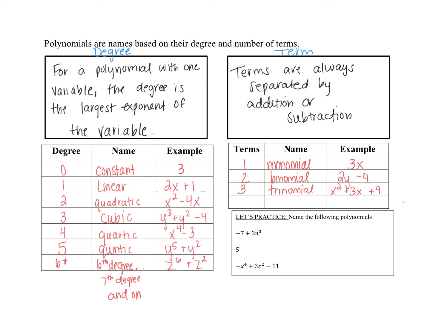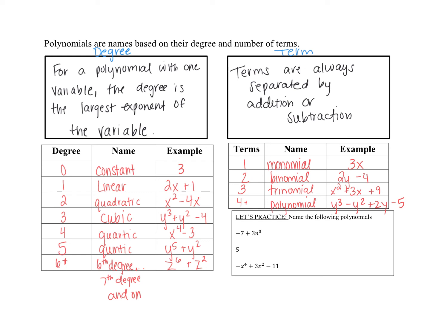Okay? And the last one is anytime you have 4 plus. So anytime you have 4 or more terms, it's called a polynomial, which is our whole unit. Okay? And an example would be something like y cubed minus y squared plus 2y minus 5, where y cubed, y squared, 2y, and 5 are all different terms.